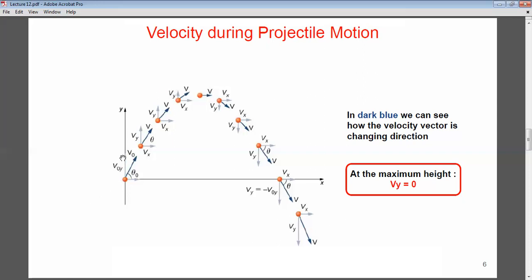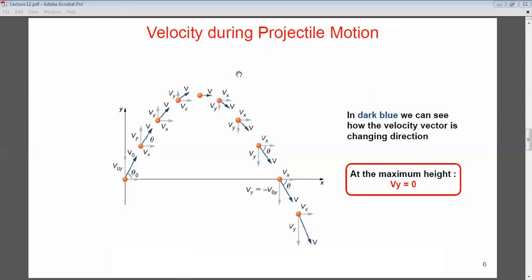It starts with V initial sine theta, that's the maximum value of it. Then it starts decreasing. Look at the vector. I draw it like this so it gives you an idea that it's decreasing, decreasing. Over here, actually, there is no Vy. At the highest position, at the maximum height, Vy is 0. And Vx is all of V. Then it flips. It becomes negative, negative, negative, and faster, faster.